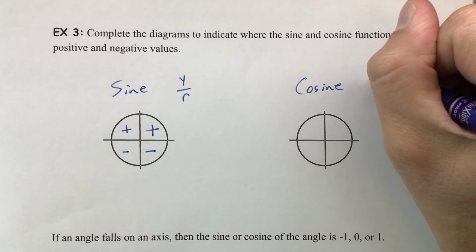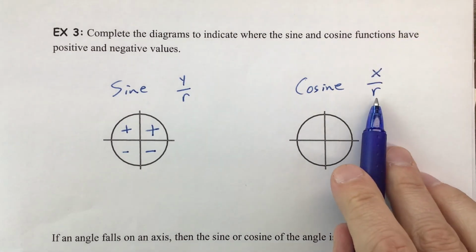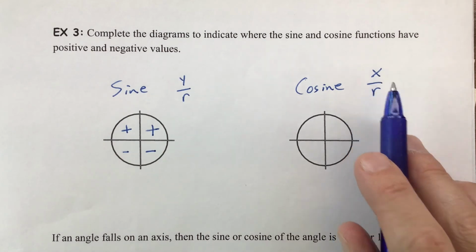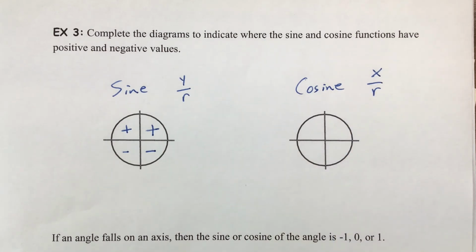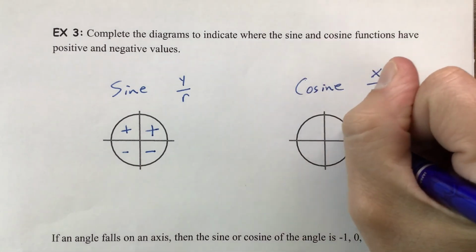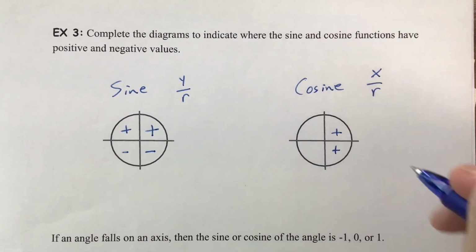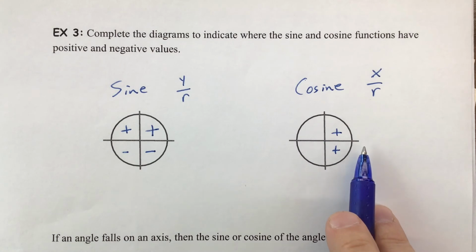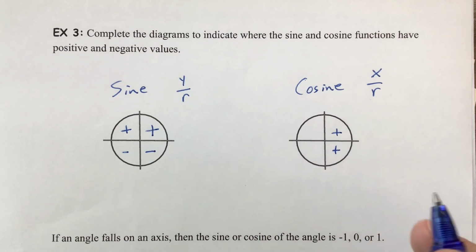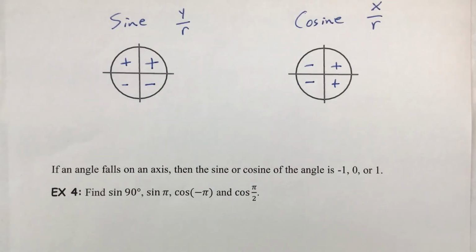Cosine is based on x over r. The r is always positive, so that has no bearing on any of this. But for x, we have to think about when x is positive and when x is negative. X is positive if you go to the right and negative if you go to the left. So the first and fourth quadrants are where cosine ends up being positive. If you go to the left, those would be negative x values, so you get negative answers for that.